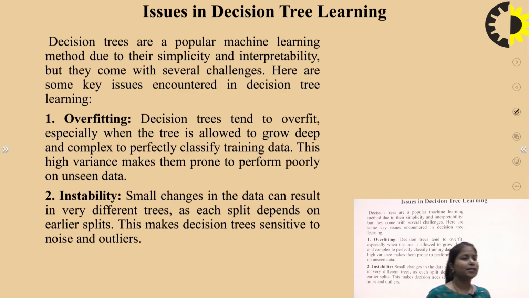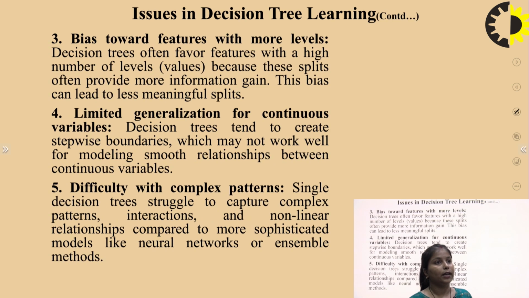Some of the issues in decision trees are, first, overfitting. Decision trees tend to overfit, especially when the tree is allowed to grow deep and complex to perfectly classify the training data set. This high variance makes them prone to perform poorly on unseen data sets. Second, instability. Small changes in the data set can result in very different trees, and each split depends on the earlier splits, which makes decision trees sensitive to noise and outliers.